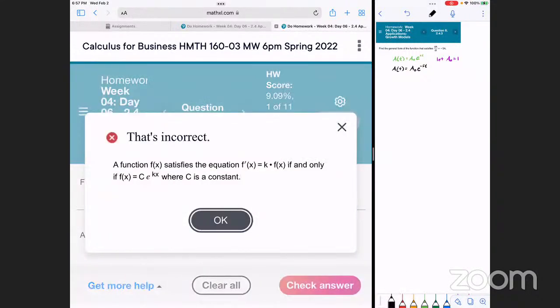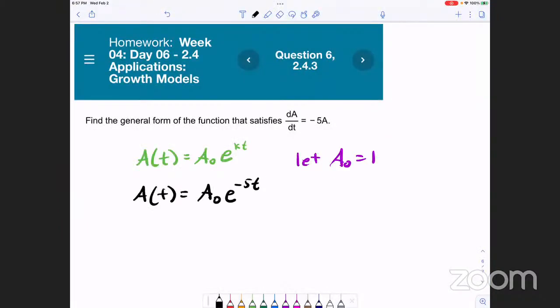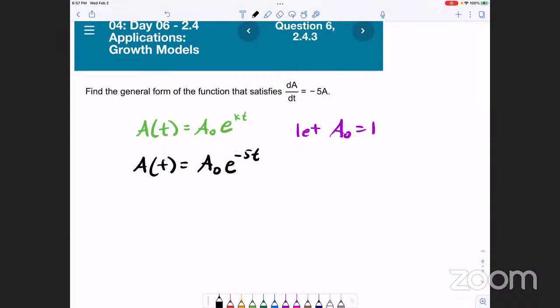A function satisfies blah, blah, blah, if and only if, and where c is a constant. So I think we need to solve for that constant. Okay, so if we're going to solve for that constant, then let's do this. So the constant is a naught in this case. But if we're going to solve for that, let me see. It says that the derivative is -5a, right? So the dA by dt, the -5 comes down, it's going to be -5 times a naught e to the -5t, right?